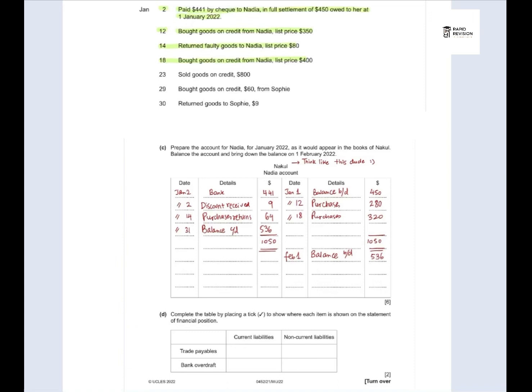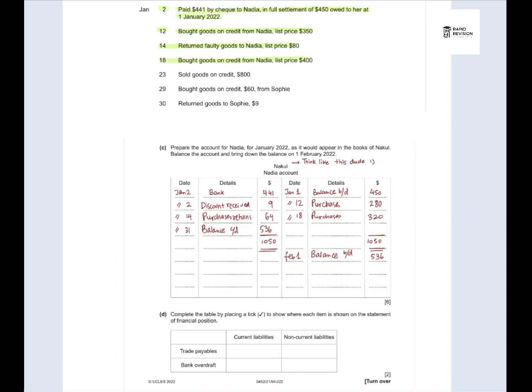On January 12, Nakul purchases more goods from Nadia worth $280. This will increase his liability towards Nadia, hence will be recorded on the credit side. On January 14, Nakul is returning goods to Nadia. This reduces his liability towards Nadia, so it is recorded on the debit side. On January 18, Nakul purchases more goods from Nadia worth $320.